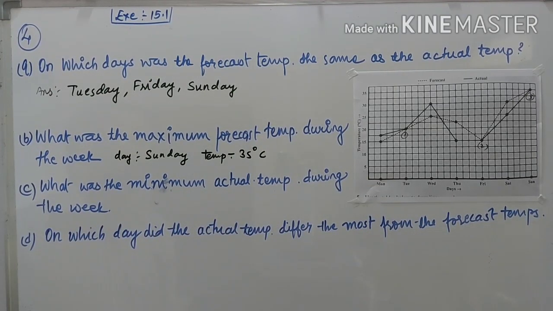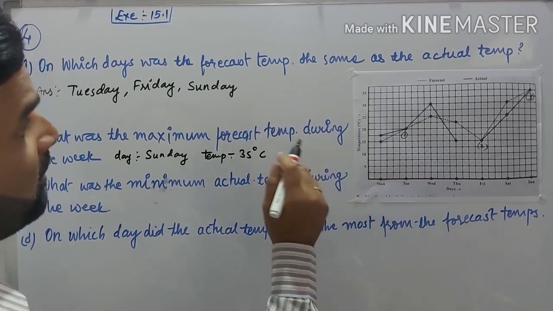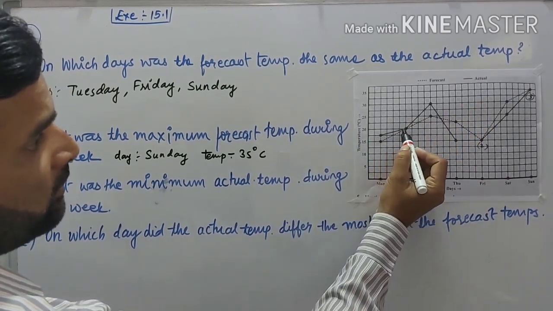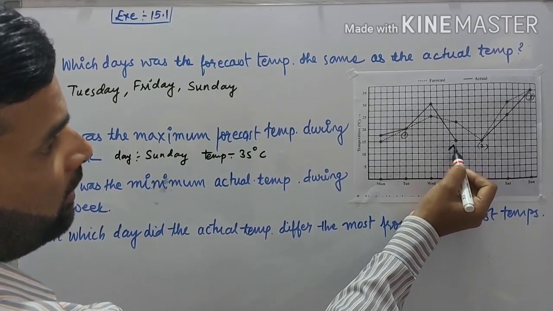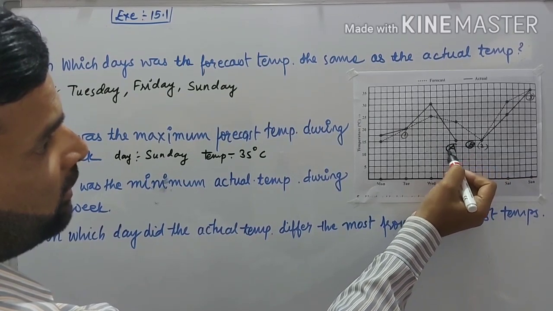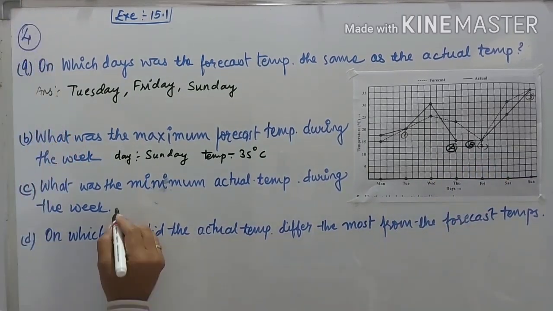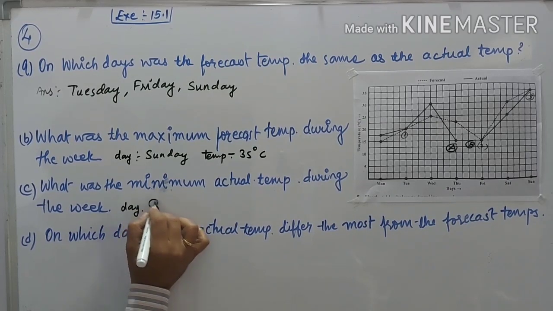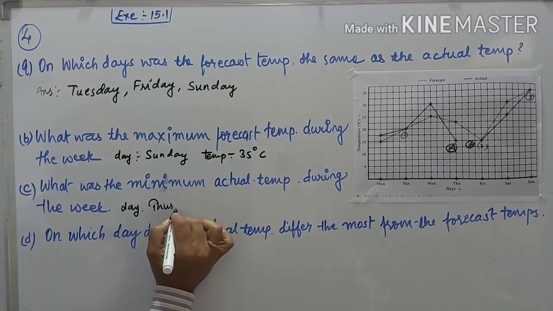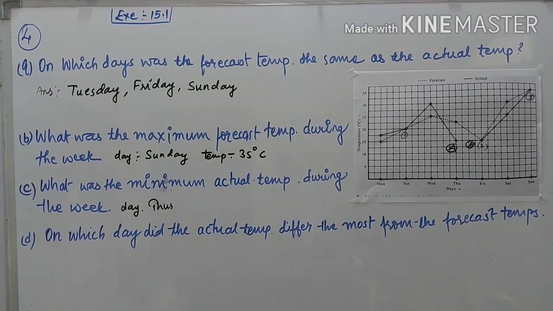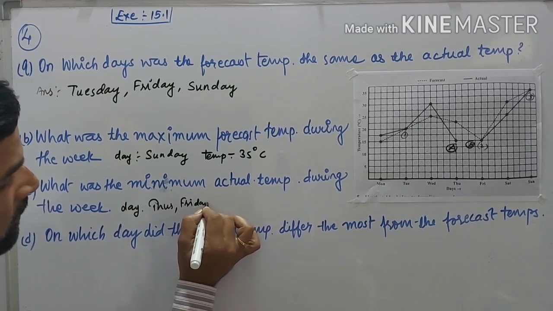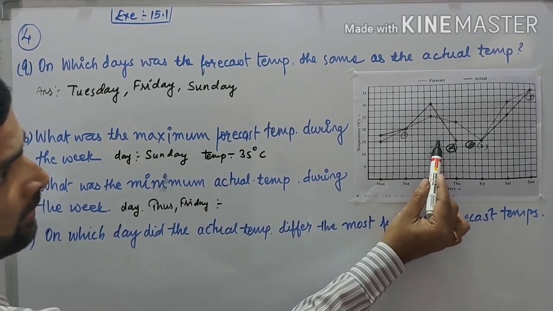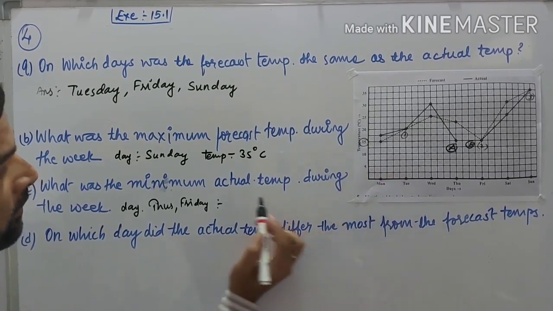Third is: what was the minimum actual temperature during this week? The minimum temperature is on the line directly. You see the minimum temperature has two points, A point and B point. These two points are Thursday and Friday. So you write the day, Thursday, okay, and Friday, and the temperature is 15 degrees centigrade.